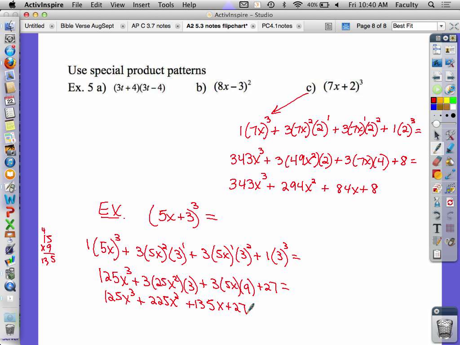Alright, check yours with mine. 125x cubed plus 225x squared plus 135x plus 27. You guys get it?